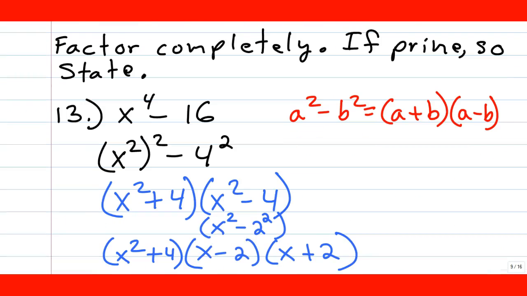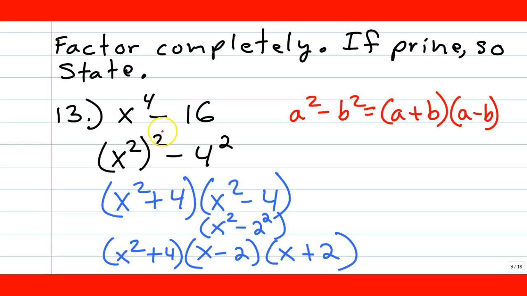Moving on to question number 13. The instructions read, factor completely. If prime, so state. So I have an x to the 4th power minus a 16. Well, when I look at this, I can square 16, so I look to see if I can square the x to the 4th power as well. I can. X to the 2nd overall raised to the 2nd power. That's x to the 4th.